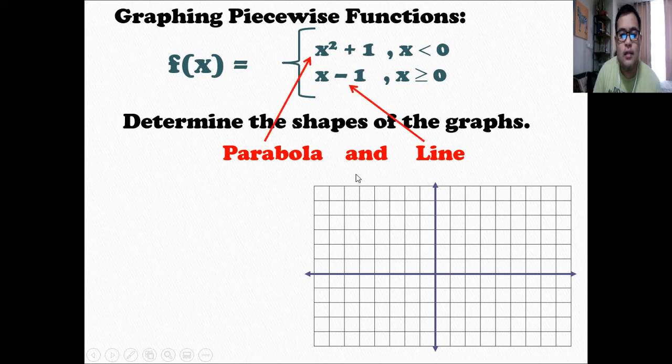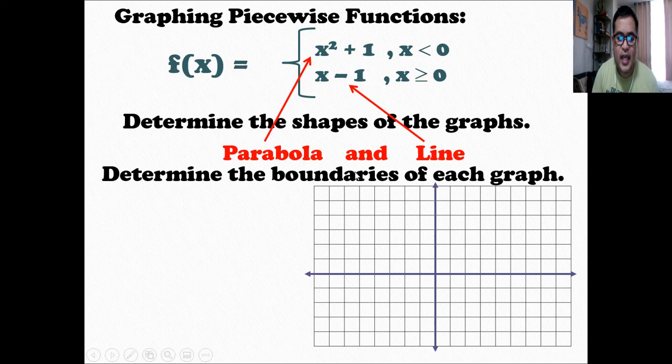And then, of course, next is to determine the boundaries of each graph. So this is the simplest way that I'm going to be discussing with you how to graph the piecewise function, because some of the students usually get confused on how to really graph a piecewise function. So determine the boundaries of each graph. Looking at this one, x is less than 0, x is greater than or equal to 0, definitely. So these will be the boundaries.